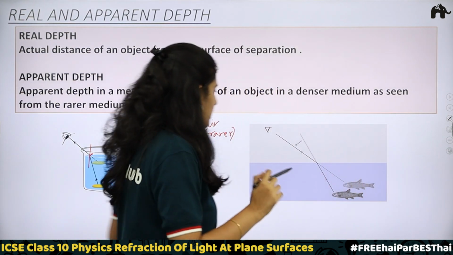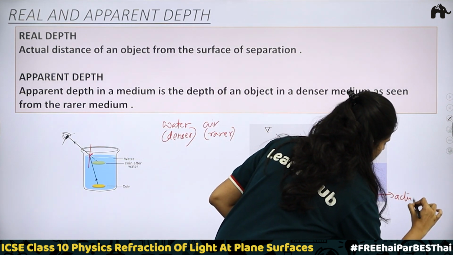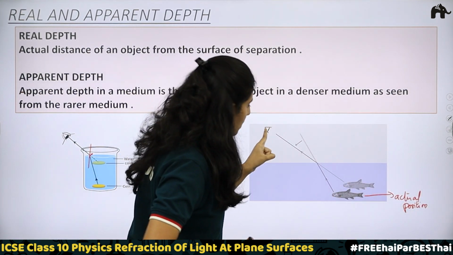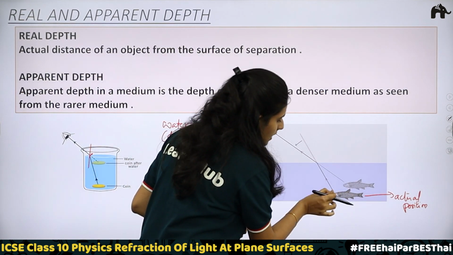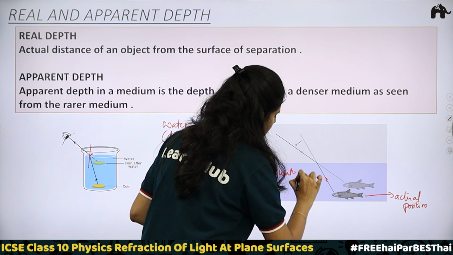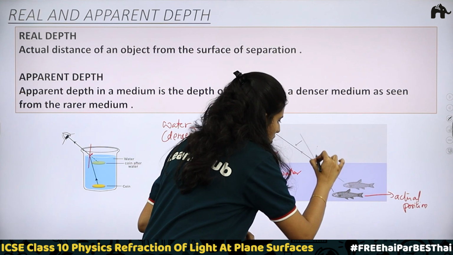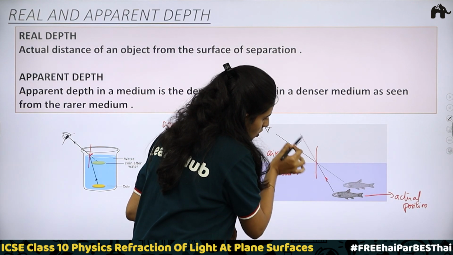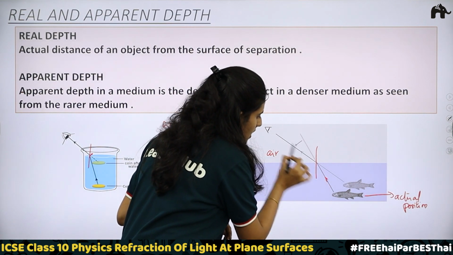Take another example. You have a fish here. This is the actual position of the fish. A person is viewing the fish from this point. So these are the light rays that are coming from the fish. From this object, this is your incident ray. There is a change in medium, again water and air. Light rays are moving from a denser medium to a rarer medium. When you draw the normal at the interface of the two mediums, the light ray's actual path is shown with these dotted lines. So what happens? It bends away from the normal. So this is a new path of light.